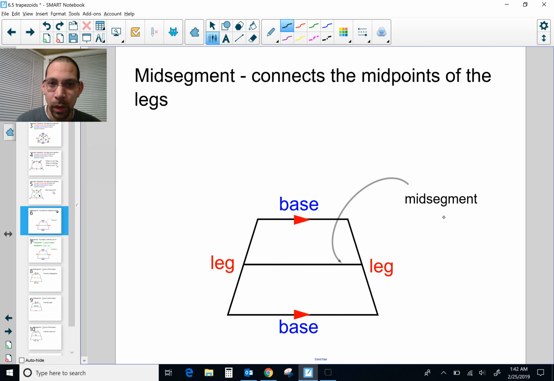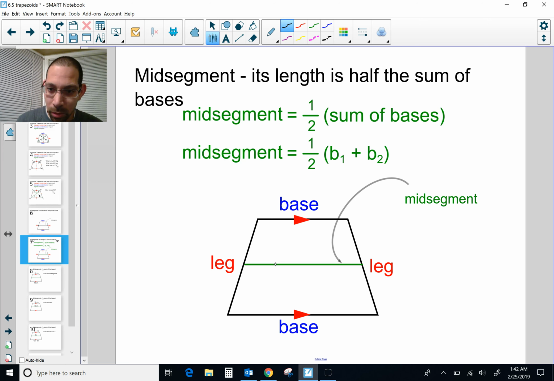All right, there's something else you need to know about trapezoids, something called a midsegment. The segment connects the midpoints. We're going to assume that this is the midpoint of the legs. It's the segment that connects the midpoint of the legs. So as you see, this thing in the middle is the midsegment.